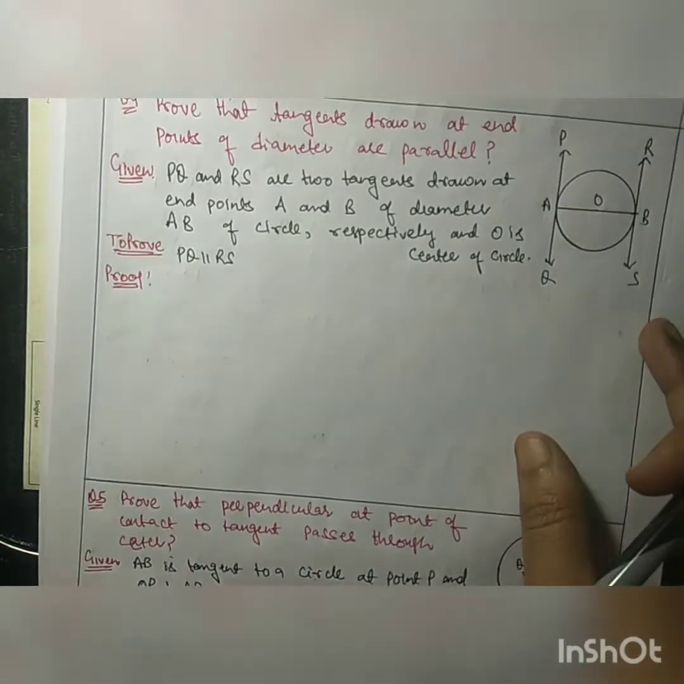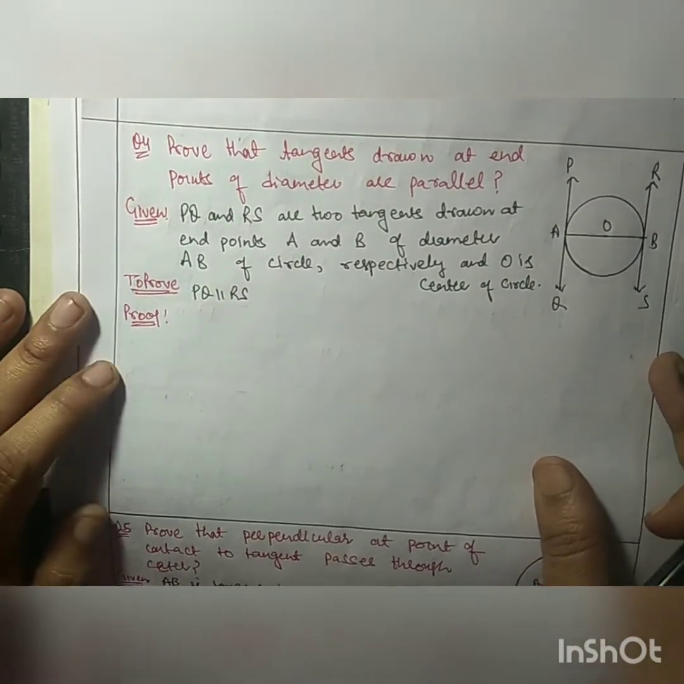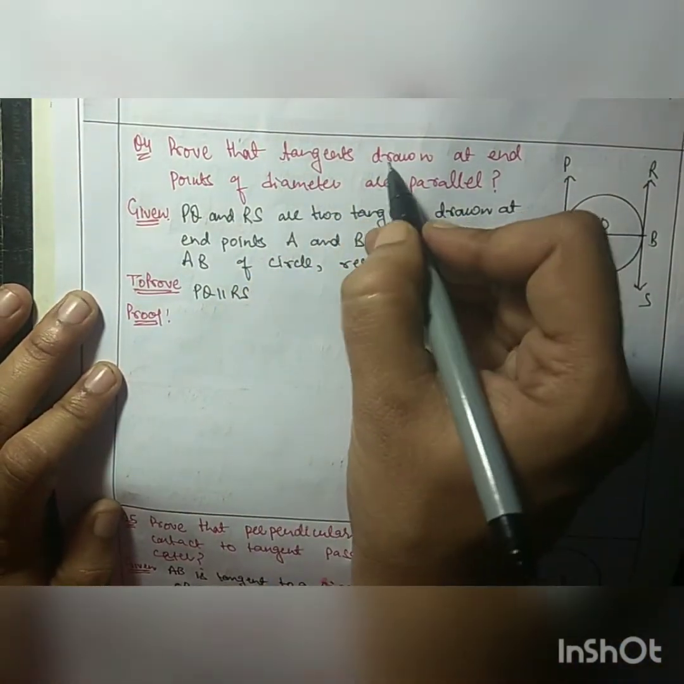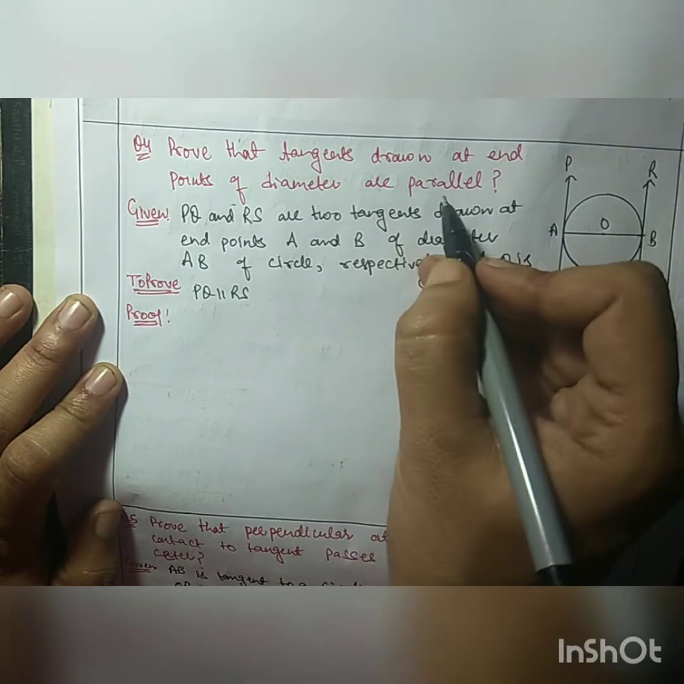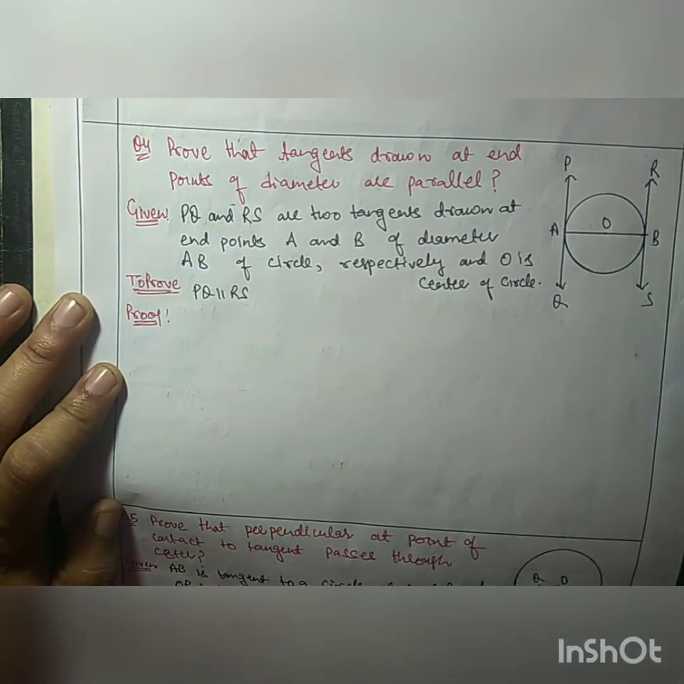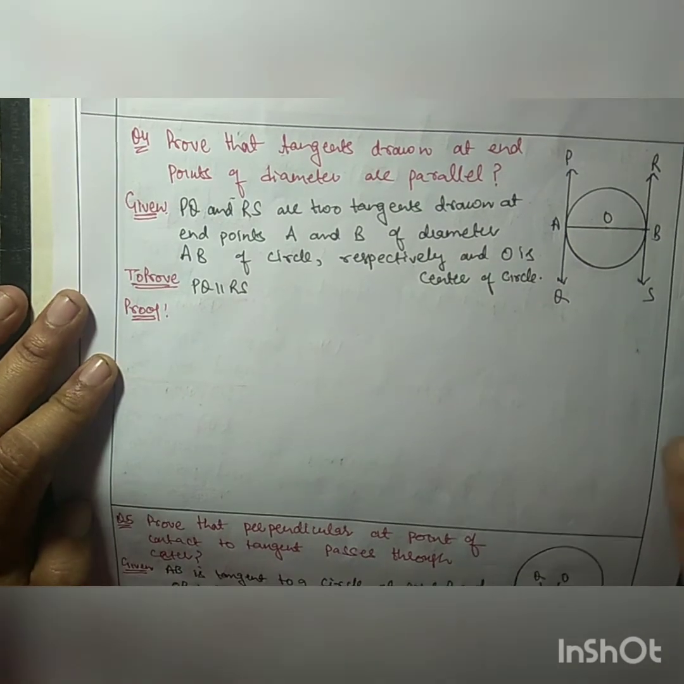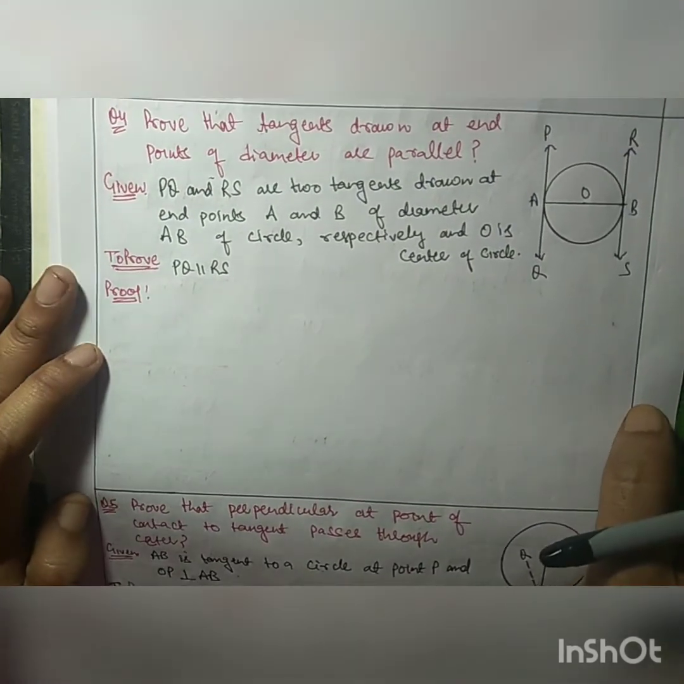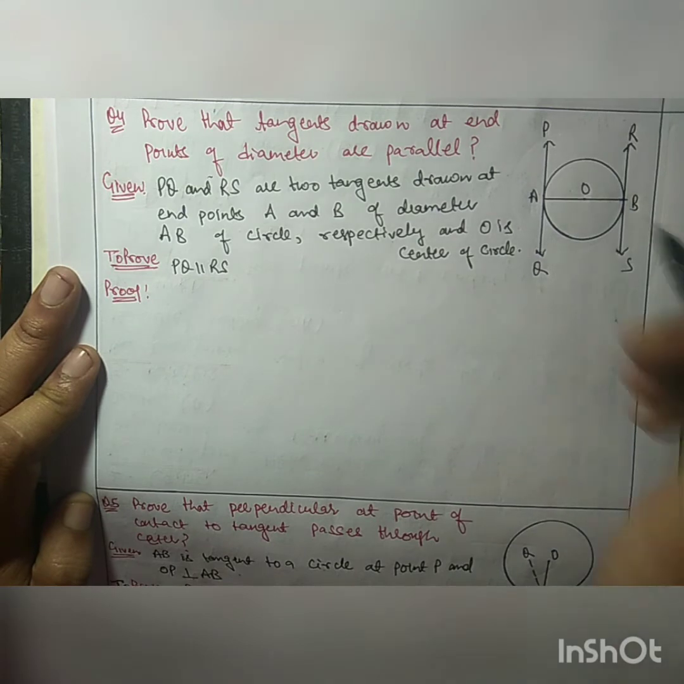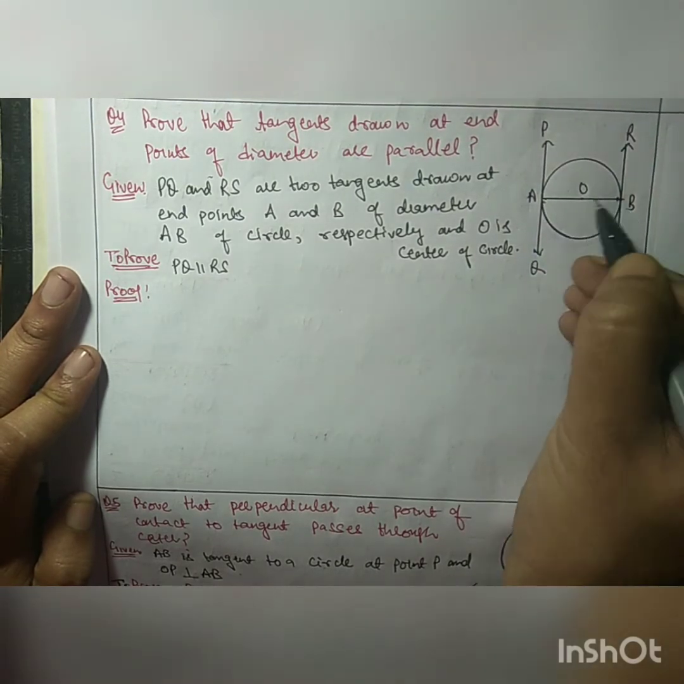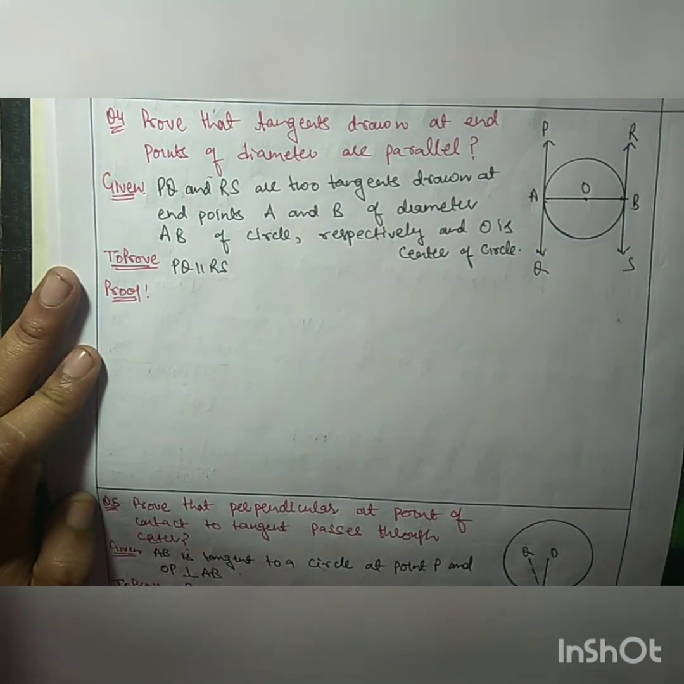Let's proceed towards question number 4. Here, prove that tangents drawn at the end points of a diameter are parallel. As we already know, to a circle we can draw only two parallel tangents which are diametrically opposite to each other. So this is what we have to prove here, that if we are drawing two tangents at the end points of the diameter of the circle, then these tangents must be parallel to each other.